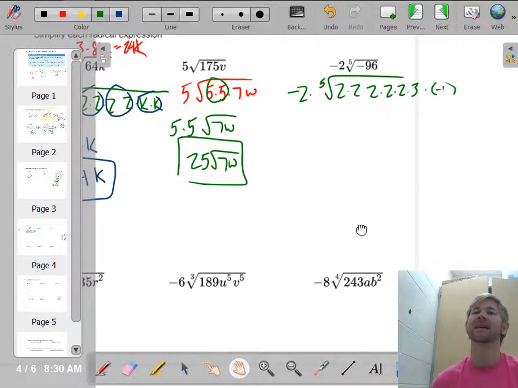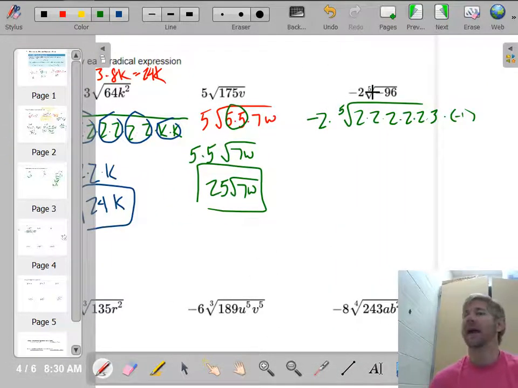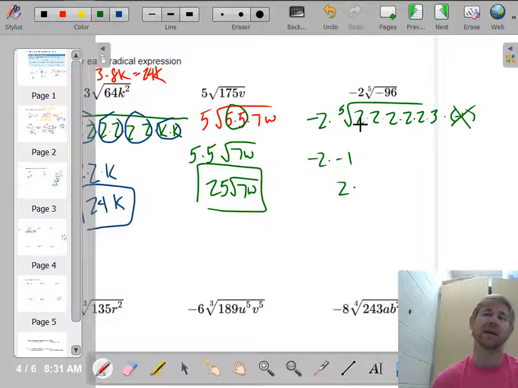So if it's a negative, any odd root of a negative number is going to be negative. So if it's negative 1, we're just going to bring the negative out. So now we have a negative 2 times a negative 1, which is going to be positive 2 on the outside. So this negative, you kind of just ignore and say, well, it's an odd root, so it's just going to come out. We have positive 2 on the outside.